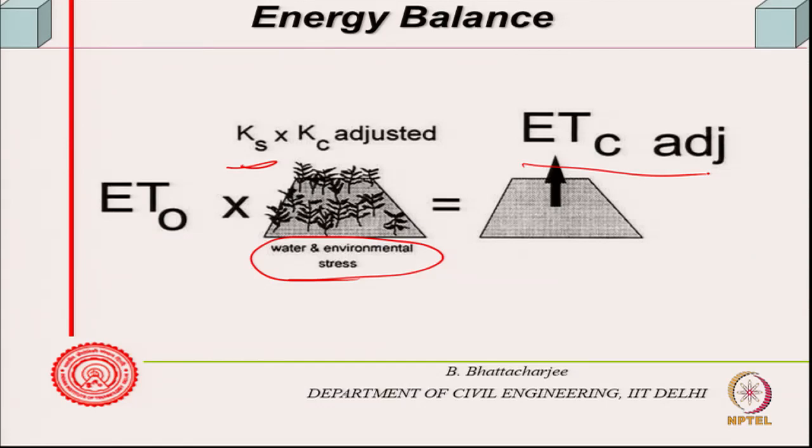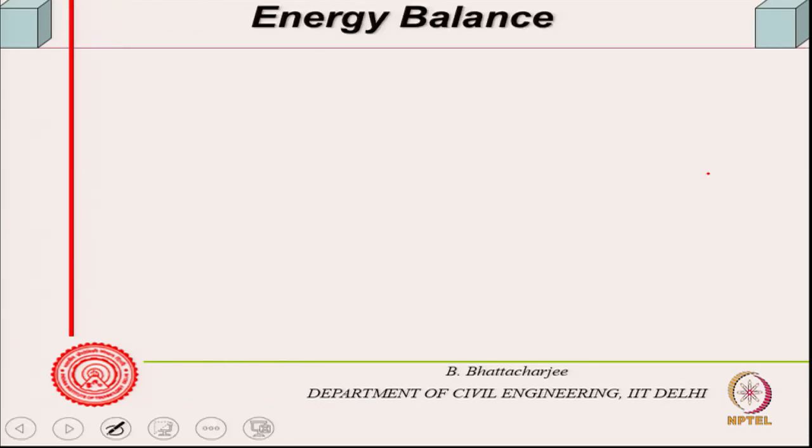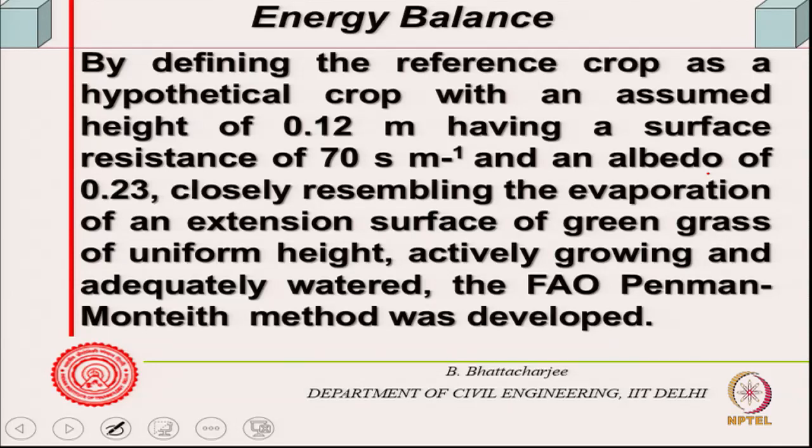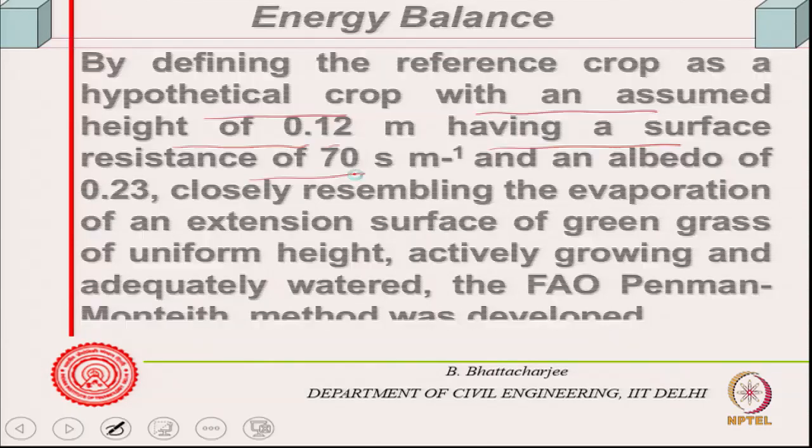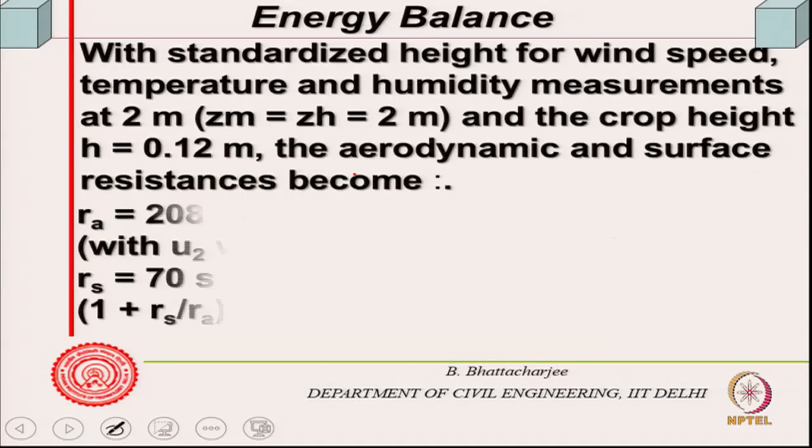So, for crop, this is done, right. So, by defining the reference crop as a hypothetical crop with an assumed height of 0.12 meter, that means 12 centimeter, and having a surface resistance. Now, I think I will come to this statement later on. Let us look at this diagram.